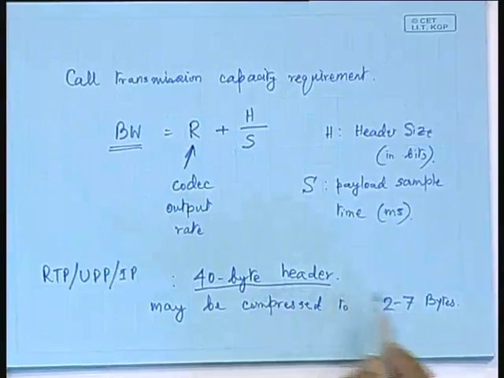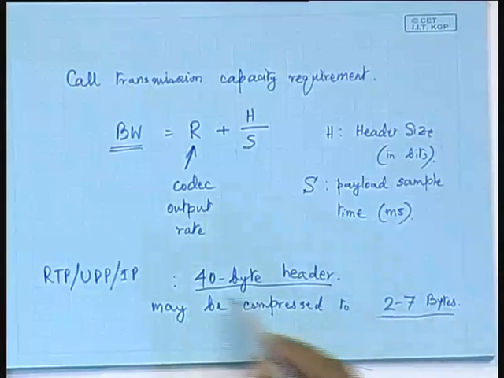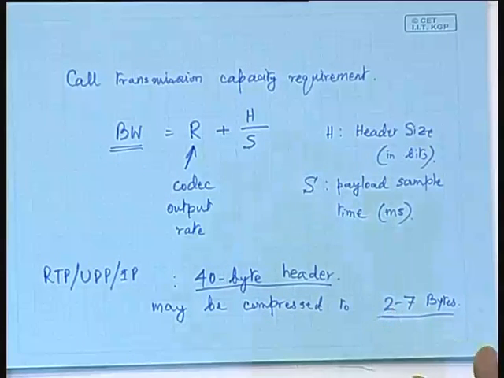But at least the compression of the header definitely improves your efficiency, in the sense that if you are compressing the header from as much as 40 bytes to 2 to 7 bytes, typically you can say 4 bytes, then it is a compression factor of nearly 10:1, and that can improve your efficiency of transmitting the payload.